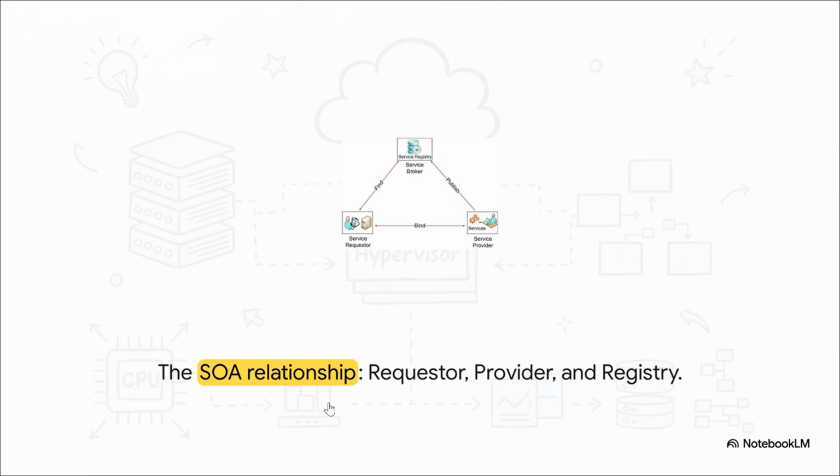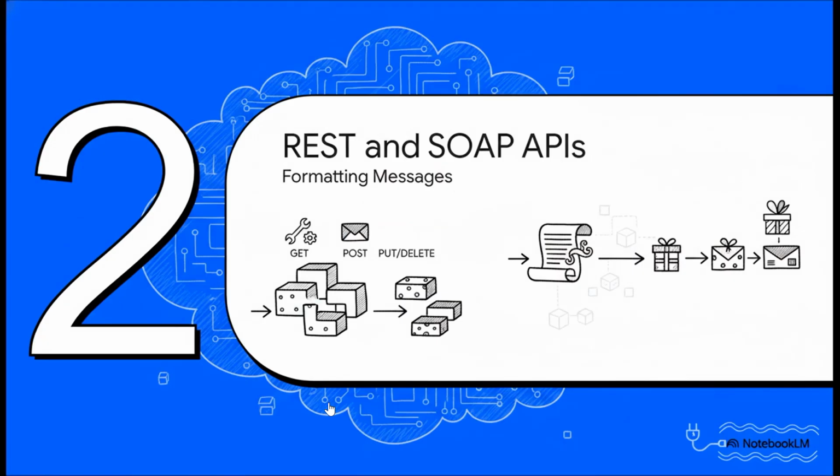The service provider publishes its documentation right to this registry. Then, over on the left, the service requester comes along, searches the registry to find the exact service it needs, and finally binds directly to the provider to execute it. It's this highly organized, distributed dance. So, we have these independent services, but how exactly do they format their messages to one another?